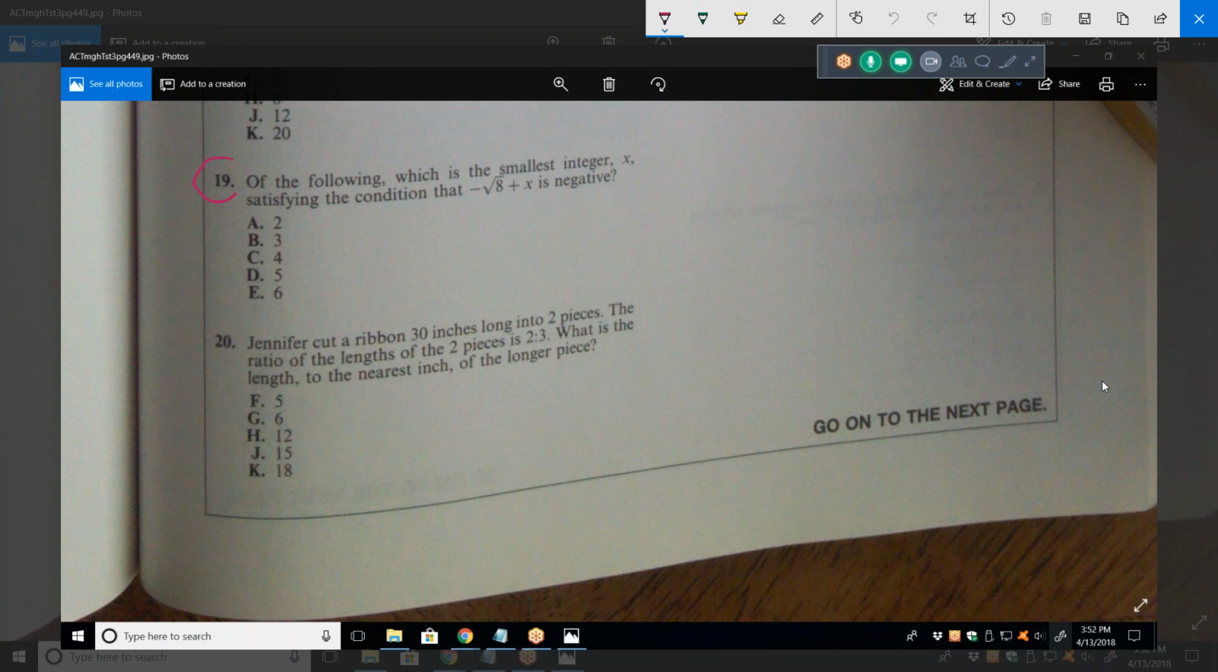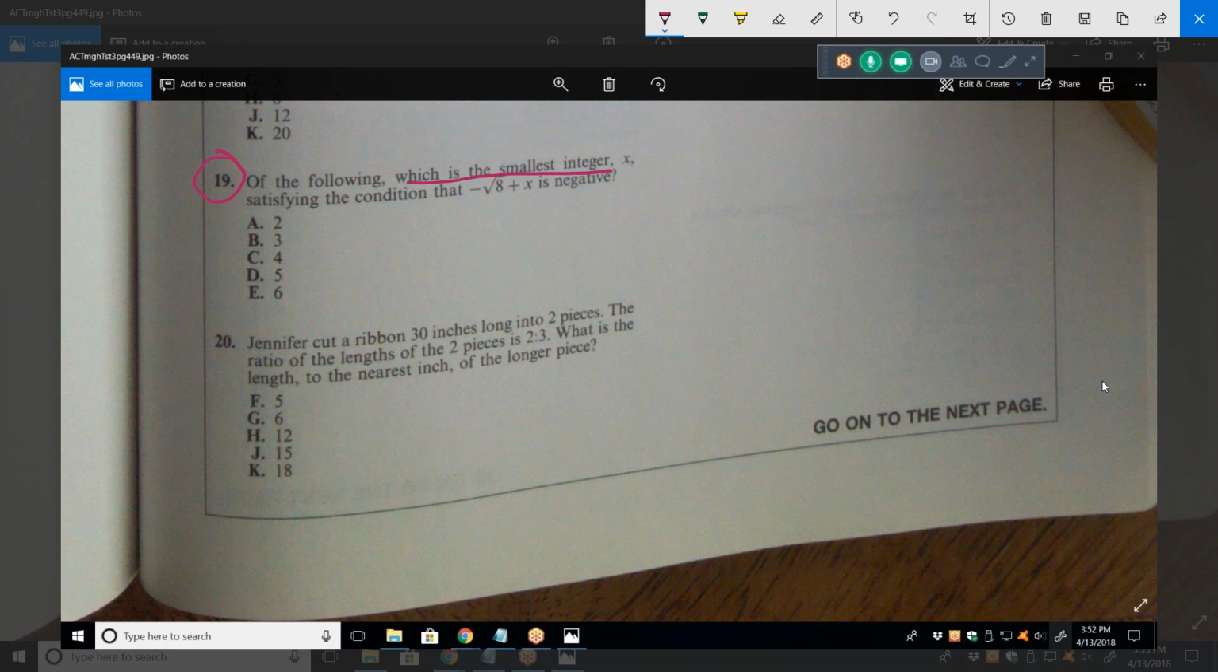Number 19. How are we going to solve this? Can you just plug in or back solve the numbers? Where am I going to start? No, this is different because of what it says.